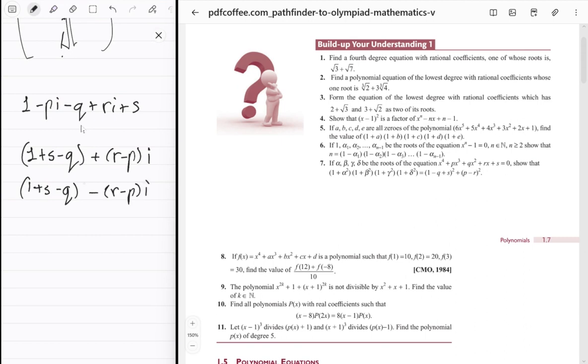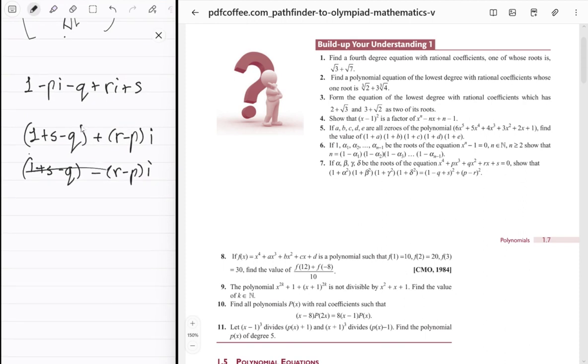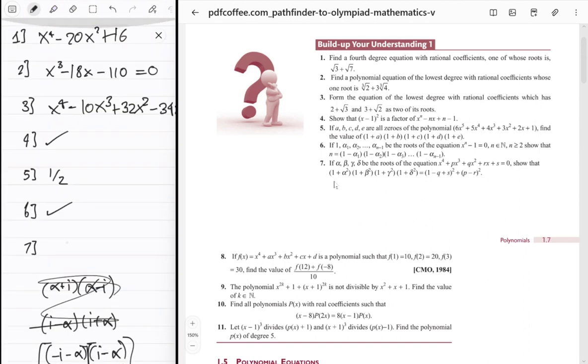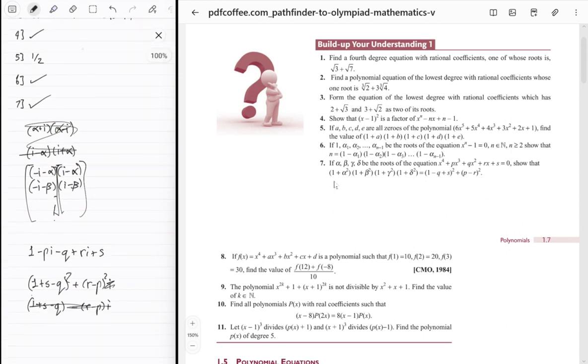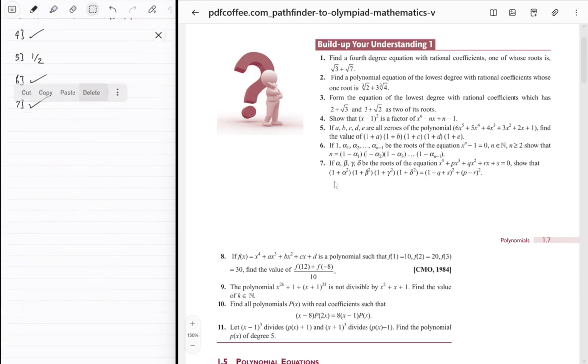And then when you multiply this together, it's gonna be this guy squared plus this guy squared, and no iota involved. Cool. And that's what we got: 1 minus q plus s squared plus p minus r squared minus p squared. Same stuff. So 7th, sure, that makes sense. Did it. Next. 8th.